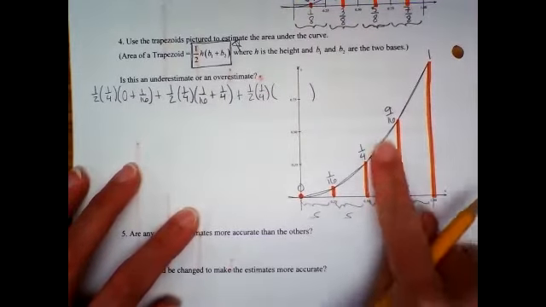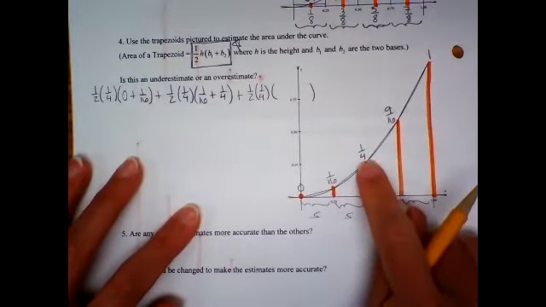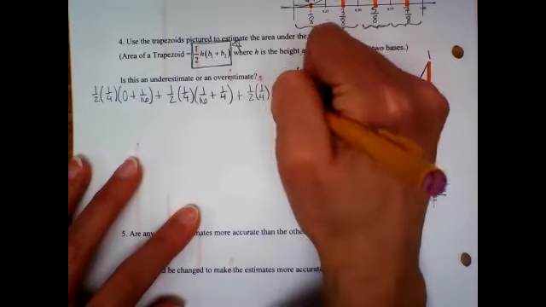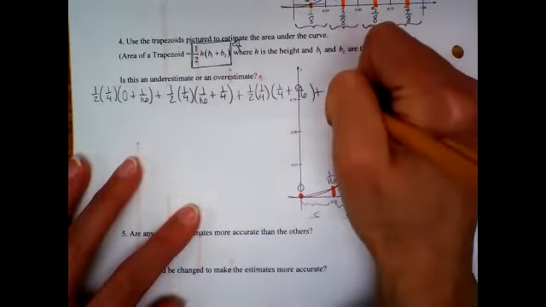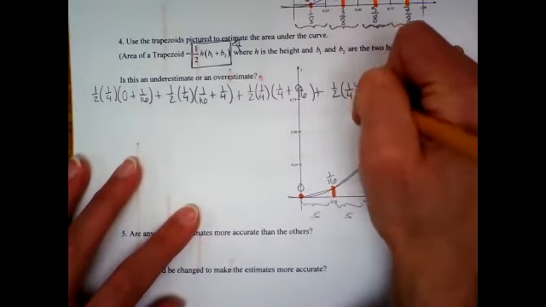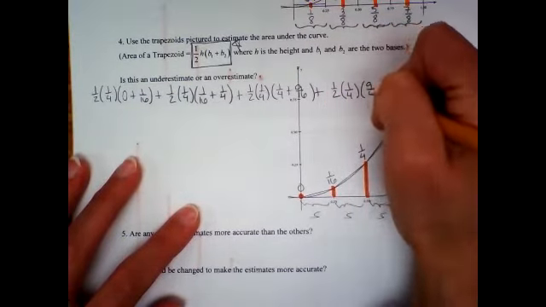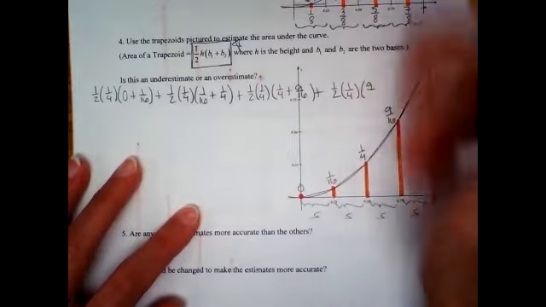We're looking at the third one. So it'll be 1/4 plus 9/16. And then the last one, 1/2 times the height, which is 1/4, and then 9/16 plus 1.